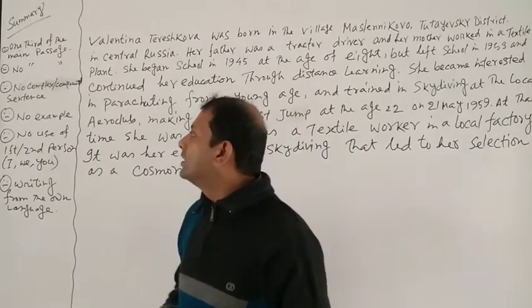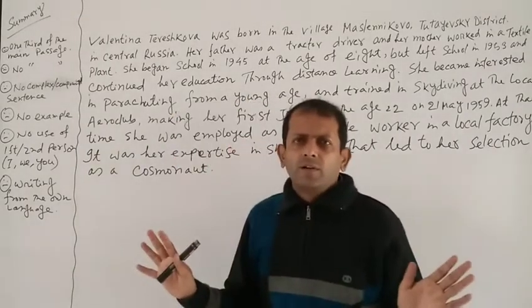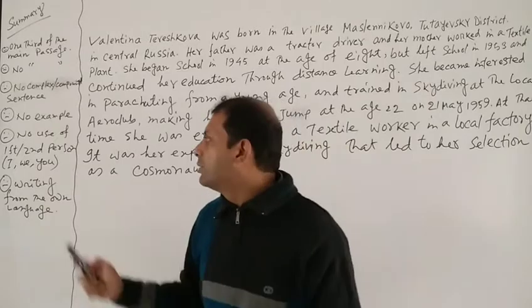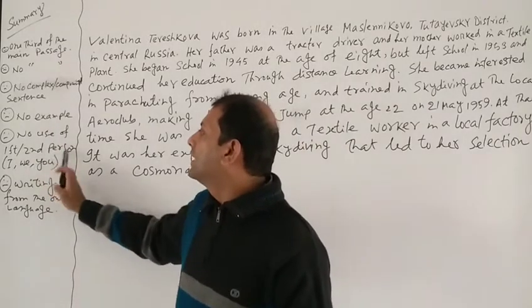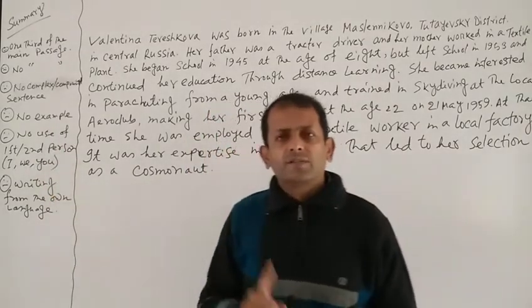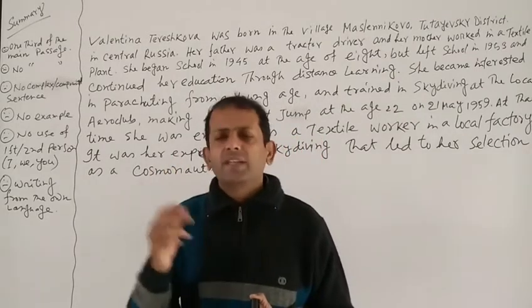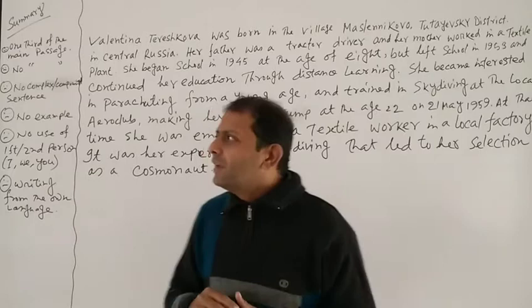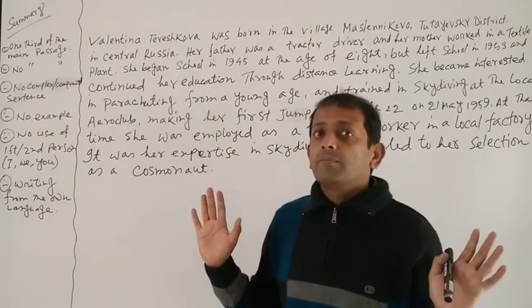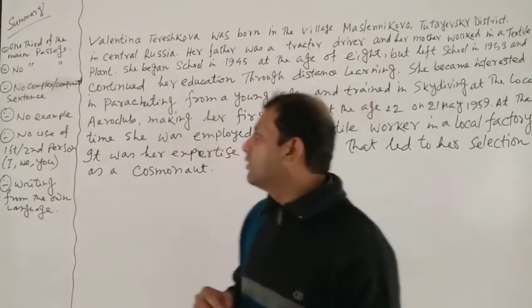Then no example. There should be no example. Okay, in summary you will write no example. Then no use of first, second person. What does it mean, first person? Suppose I am the first person, we the first person, and then you the second person. So you should not use that first or second person for writing a summary.